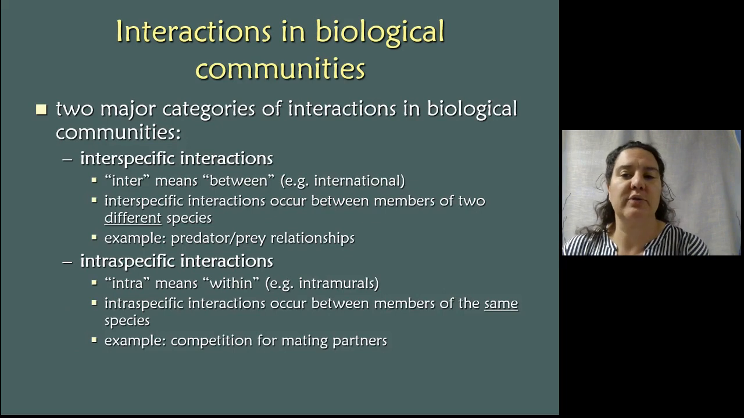When we look at interactions between different biological communities, there's two main interactions. One is interspecific interactions, which is between members of two different species. So predator-prey relationships, for example. Intraspecific interactions are interactions within members of the same species. So competition for mating partners in deer or moose.